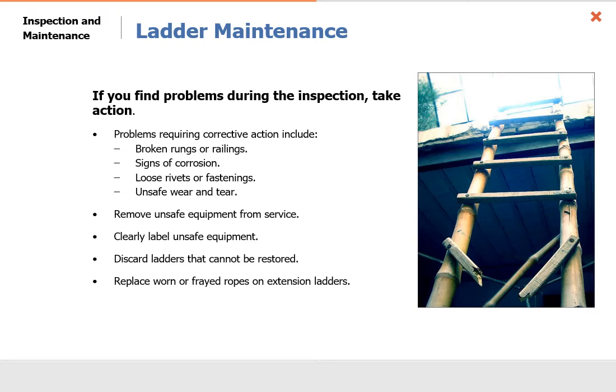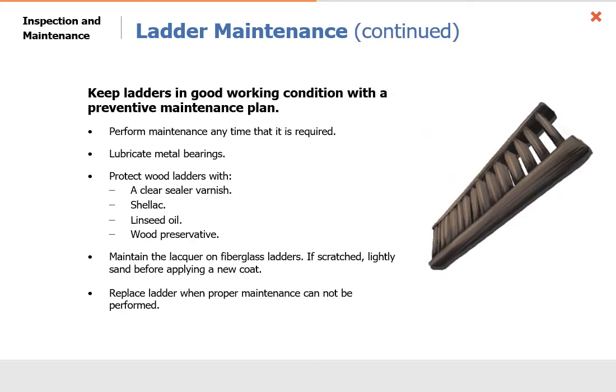Ladder maintenance. If you find problems during an inspection, take action. Problems requiring corrective action include broken rungs or railings, signs of corrosion, loose rivets or fastenings, and unsafe wear and tear. Remove unsafe equipment from service. Clearly label unsafe equipment so that other people do not use it. Discard ladders that cannot be restored, and replace worn or frayed ropes on extension ladders.